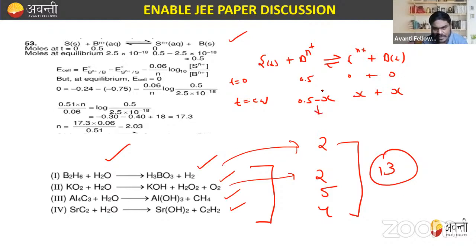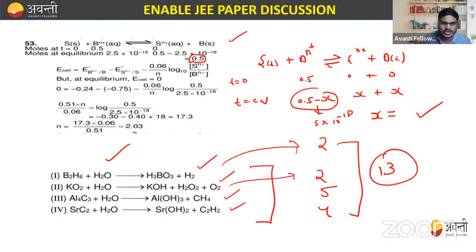Now, it is given that at equilibrium the mole is 5 into 10 to the power minus 18. So you can easily calculate x here. What does x come out to be? You can calculate x by using this. So it comes out to be 0.5. So x here is 0.5. Now put this in the equation, that is E cell is equal to E naught cell minus 0.06 upon n log of product upon reactant.